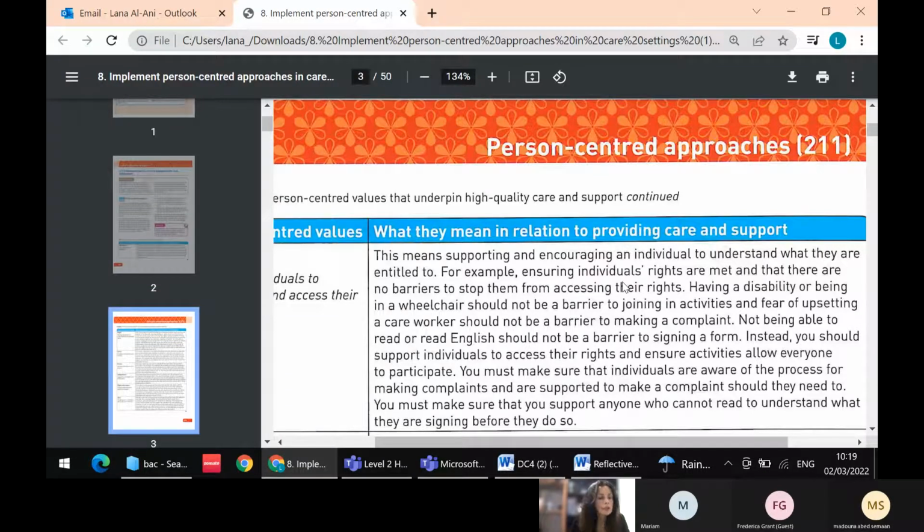And also, you must make sure that the individual is aware of the process. So your client should be aware of their care plan, of how you process your activities toward him or her, and that your support is centered on that individual person.